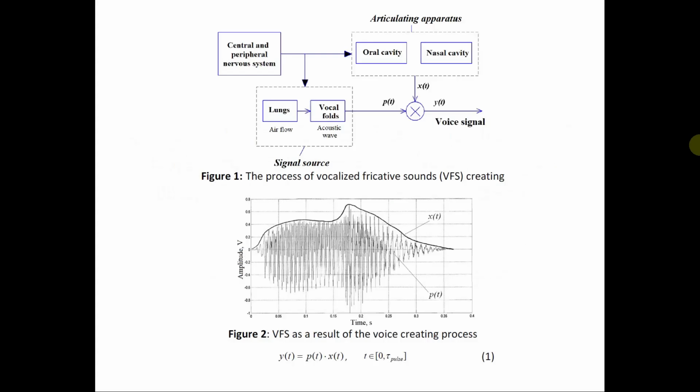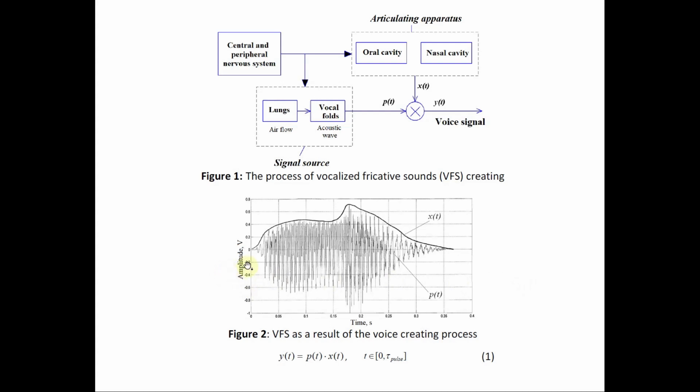The process of vocalized fricative sounds creation is shown in Figure 1. Such a signal can be represented as a pulse of an amplitude modulated acoustic signal in the form of expression 1. Pathological changes in the organs of the signal source will be manifested in a change in the time and energy characteristics of the carrier component of signals.